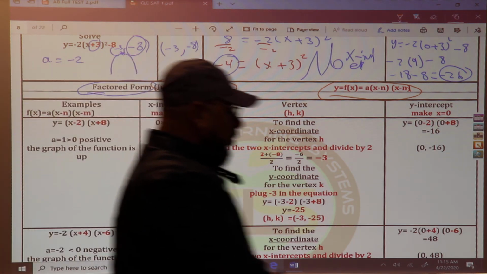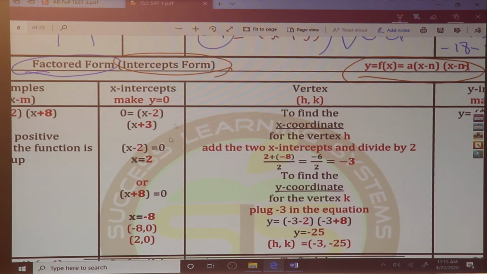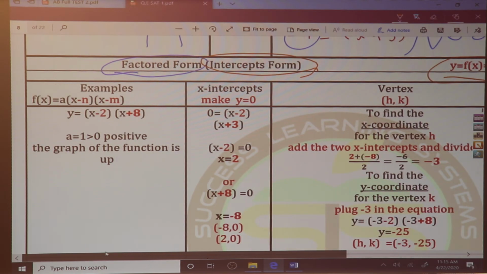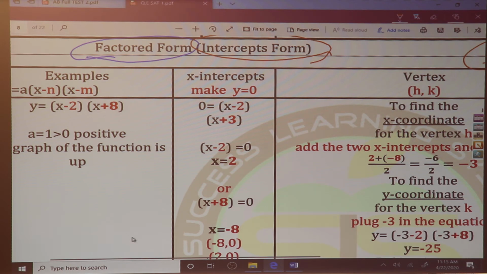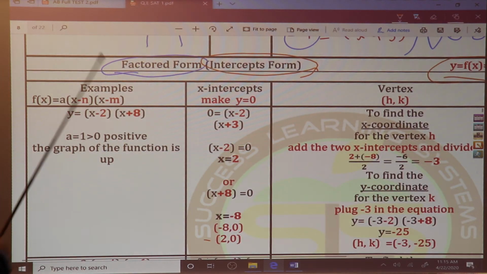Zoom here to show it to them. You see, guys? You see how it looks like? y equals, now zoom it up. Back. That's good enough. You see that? (x minus n)(x minus m).